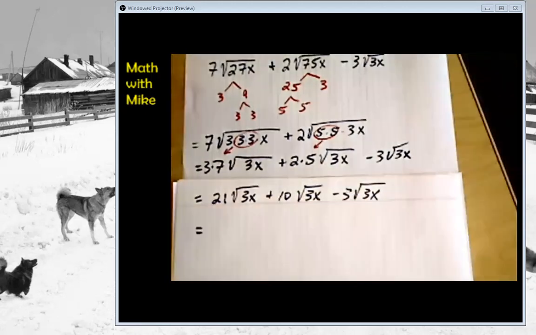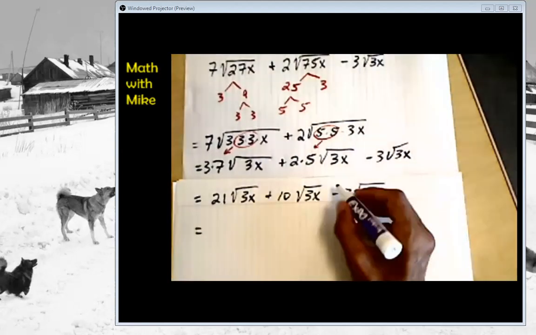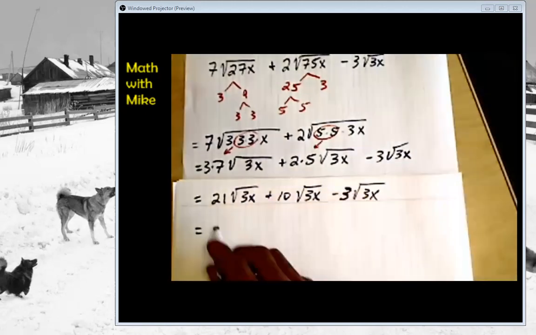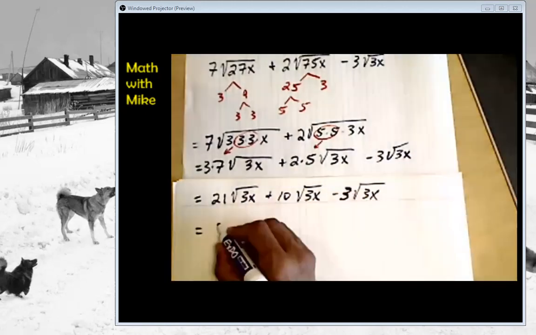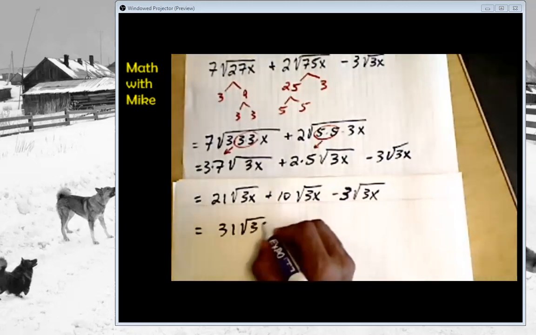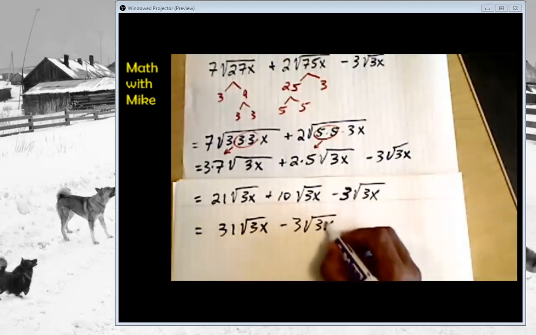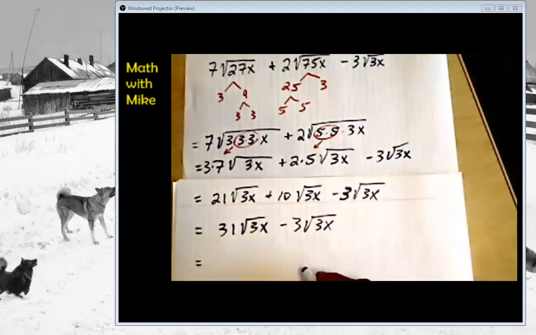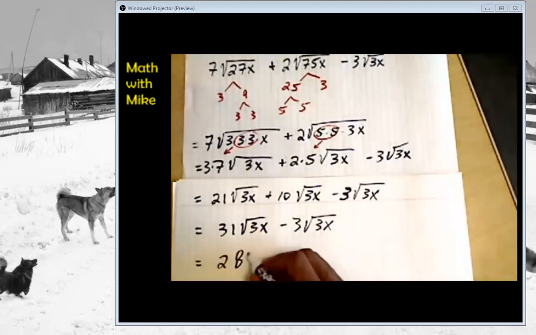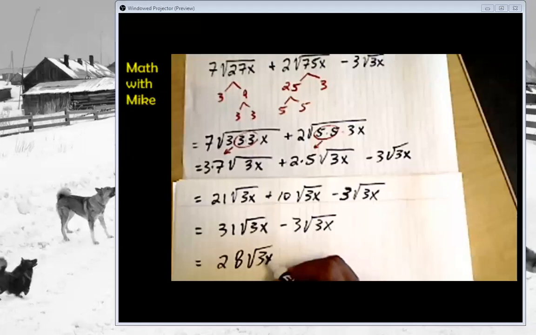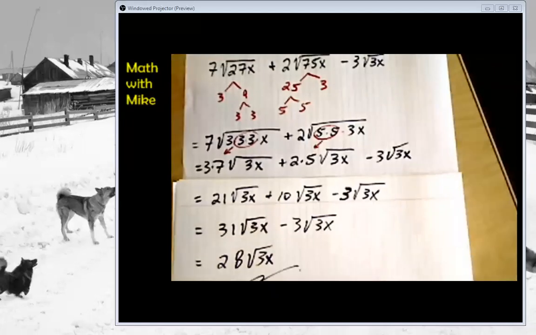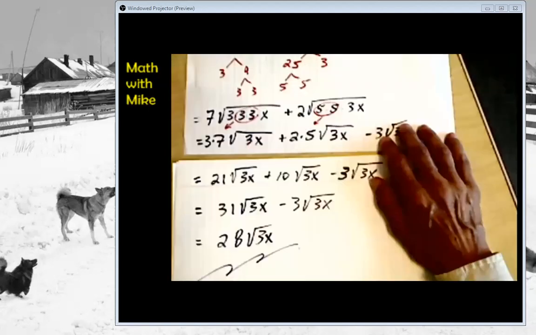And so what do we get? 21 plus 10 is 31 minus 3. Oh, minus 3. Yeah. Okay, so that will be 31 if you want to do those 2 together. Giving a final answer of how much? 28. Yeah. 28 square root 3x, just like that.